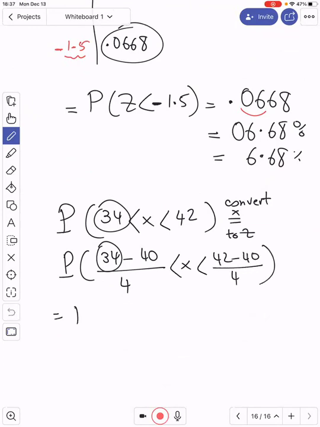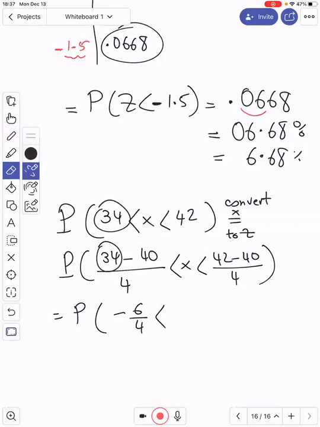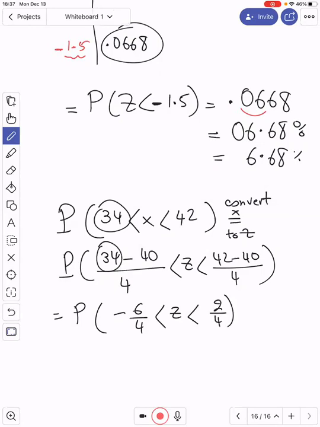All right, so that's the probability that, 34 minus 40, that's negative 6 again, over 4. Sorry, this should be z, because we convert x to z, so we change the variable. And this is z, so this is 2 over 4 now, positive 2. So in other words, this is negative 1.5 less than z less than 2 over 4, that's 1/2, so 0.5.